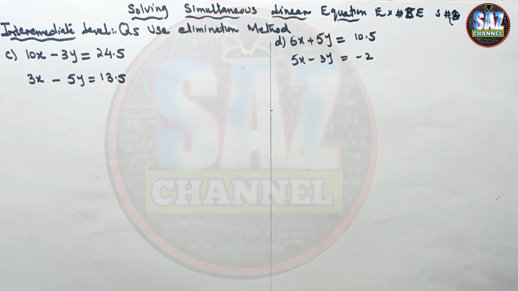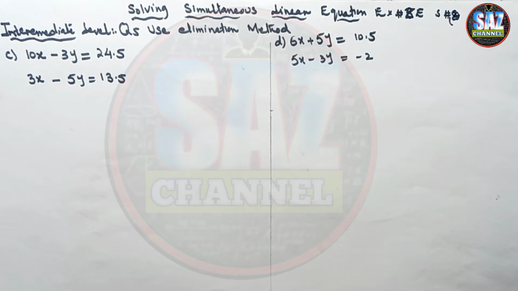This is my 8th lesson of D2, chapter number 2, exercise 2E, that is about solving simultaneous linear equations. The lesson is based on the application of substitution method or elimination method. If the examiner has not specified the method in the question, then you can choose the method which is most suitable for you. Okay, in question number 5, we have to use the elimination method.